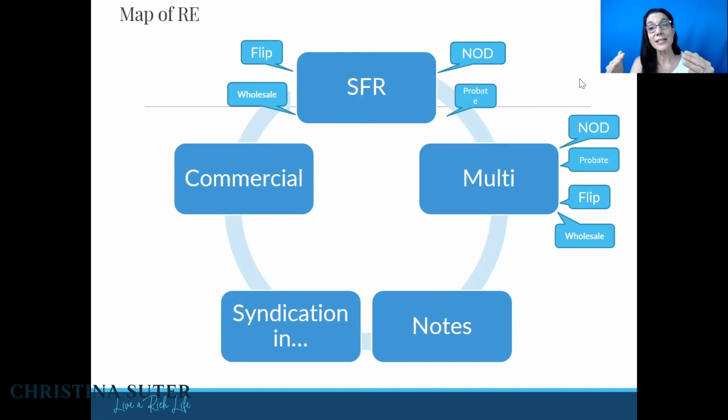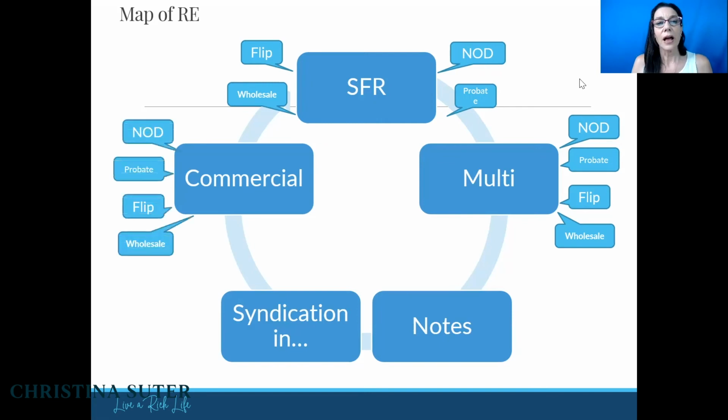So one process I haven't done with a single family residence or a multi-unit, which are residential, is wholesaling. But I've done lot splits. I've done condo conversion, and I've done rentals, and I've done flipping. So I've done 4 different approaches, and notes, 5 different approaches to one set of assets. Let's keep going.